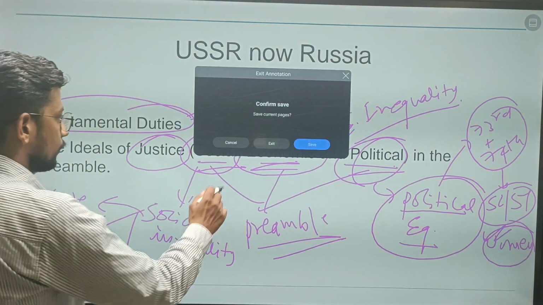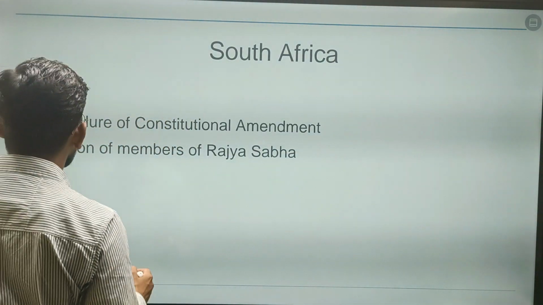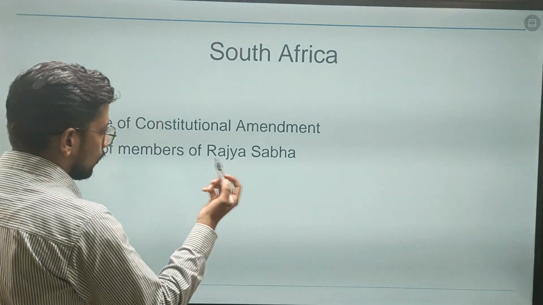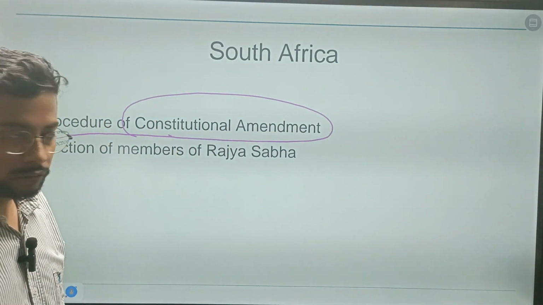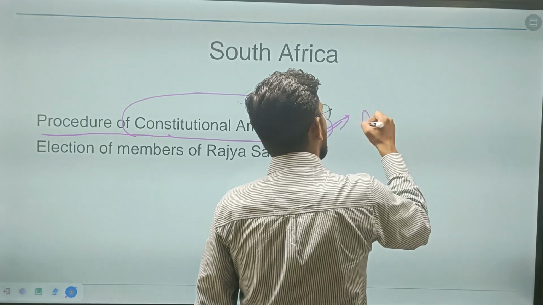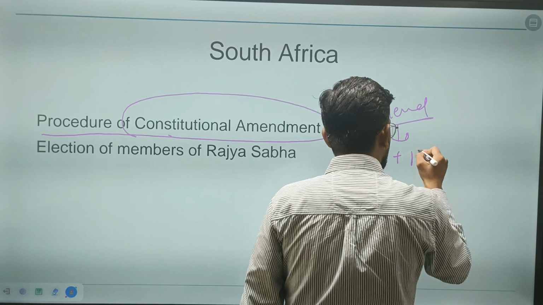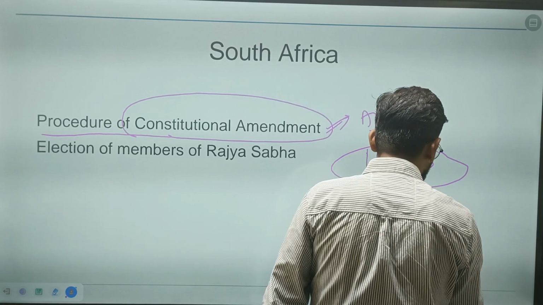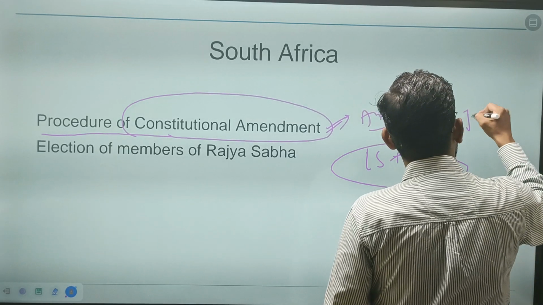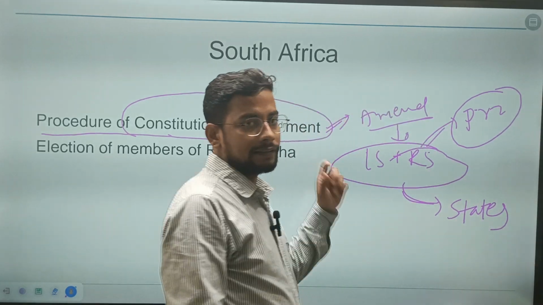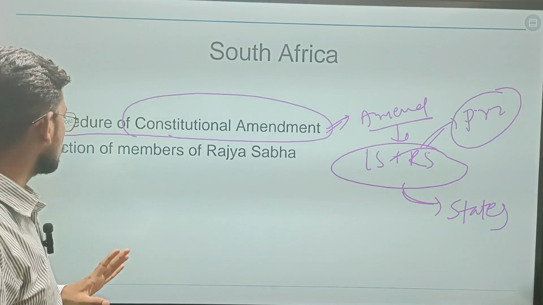Now let us move on to South Africa. What have we taken from South Africa? How the constitution should be amended. This procedure of constitutional amendment we have taken from the South African constitution. For example, in India, if we want to amend any provision, it has to go through Lok Sabha, Rajya Sabha, and in some cases it should be passed by states also. And remember, assent of the president is also necessary.